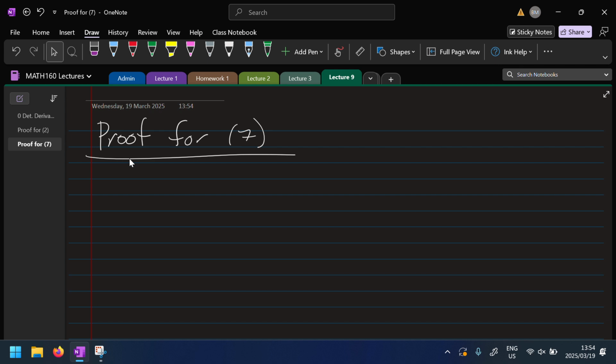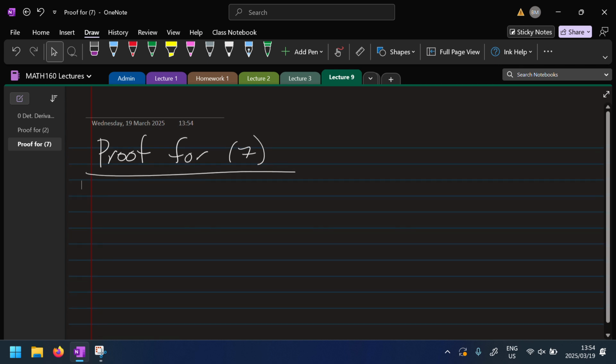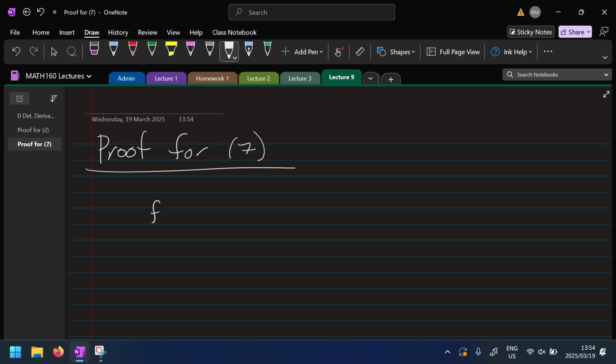Okay, so proof for number 7. This one's a bit odd, but we'll go through it step by step. So we start off with this f prime. Okay, we're going to write it a little bit differently. Instead of writing the limit h goes to 0, we're going to write it as the limit of delta x going to 0. Okay, instead of h, I'm using delta x, same idea.